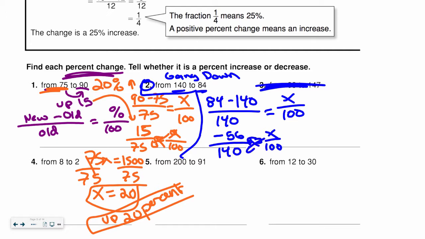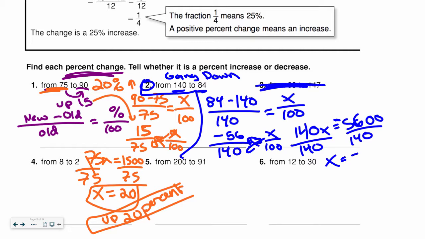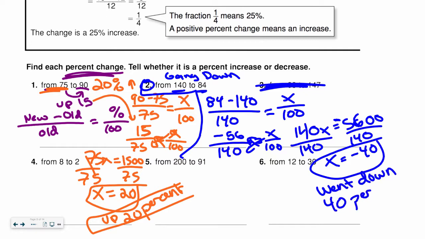Again, cross multiply. I get 140x equals negative 5600. And now I divide by 140. And I get my x equals negative 40. So that means number 2 went down 40%. Okay? So it's a decrease of 40% down.